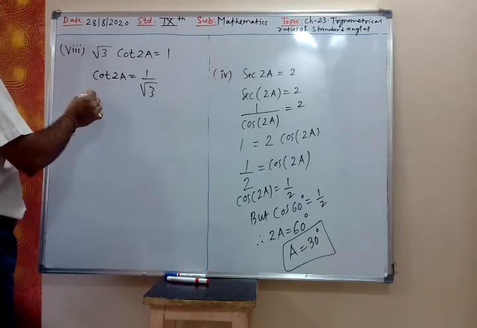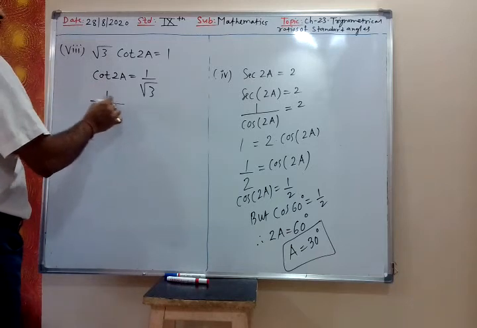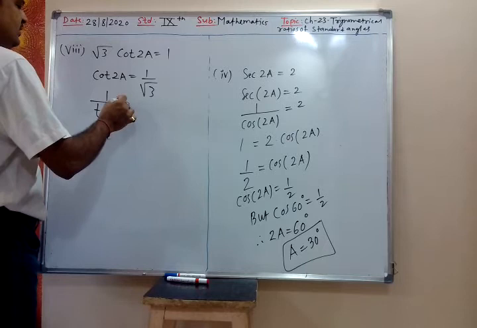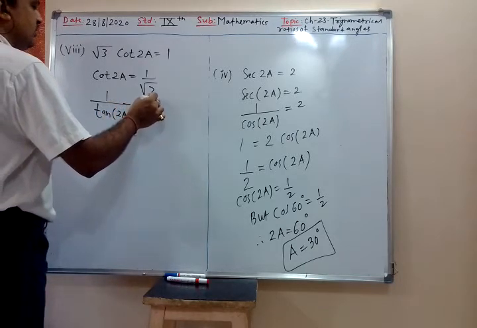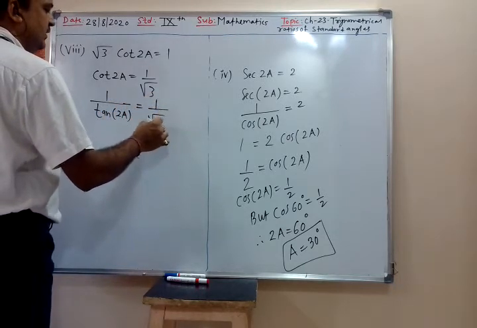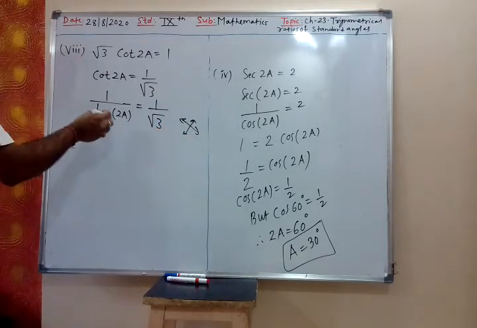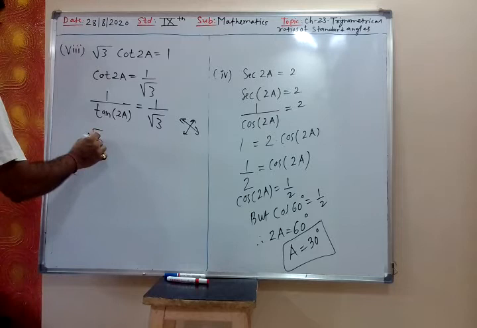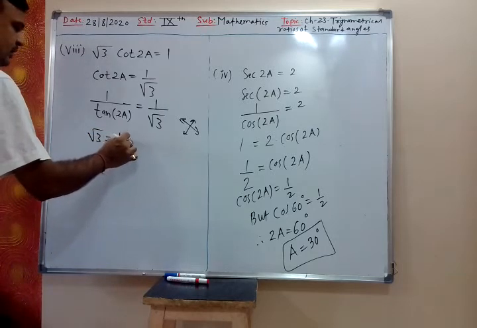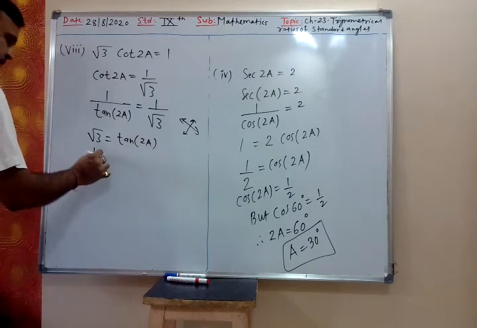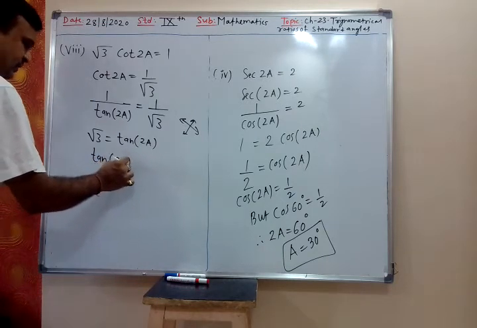But what is cot? Cot is reciprocal of tan. So 1 upon tan 2a, 2a I can write in the angle. 1 upon tan 2a is equal to 1 by root 3. Now cross multiply. So you will get root 3 is equal to tan 2a into 1, so you will get tan 2a is equal to root 3.